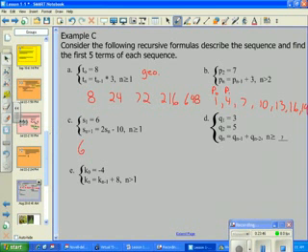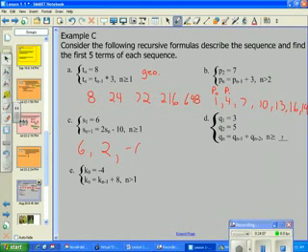So notice you can write these recursive rules just a little differently, kind of messing with those indices just a little bit. So for instance, if I want to find s sub 2, I'm going to put s sub 1 in for s sub n. 2 times 6 is 12, minus 10 is 2.